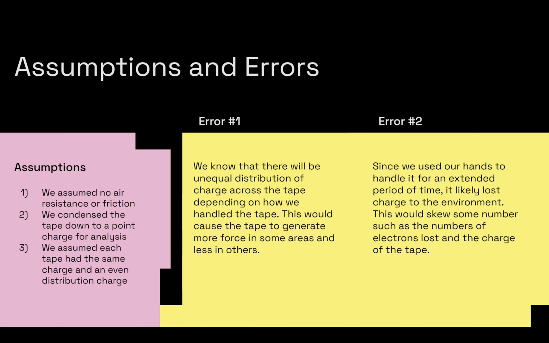This caused a few errors. First of all, we know that there will be an unequal distribution of charge across the tape, depending on how the tape was handled. And this might cause the tape to generate more force in certain areas than others. Secondly, since we used our hands to handle it, it probably lost a lot of electrons, and this would skew the charge of the tape as well as the number of electrons, the values for those that we got.